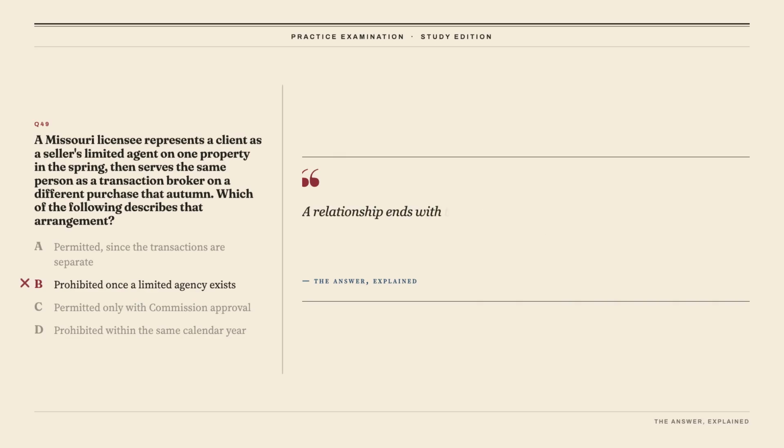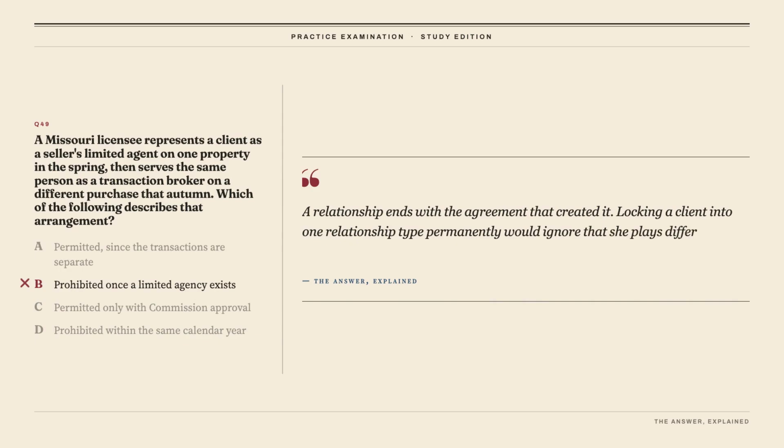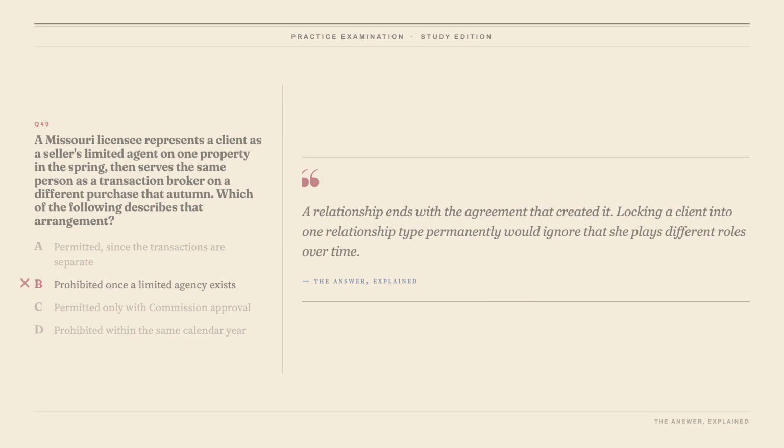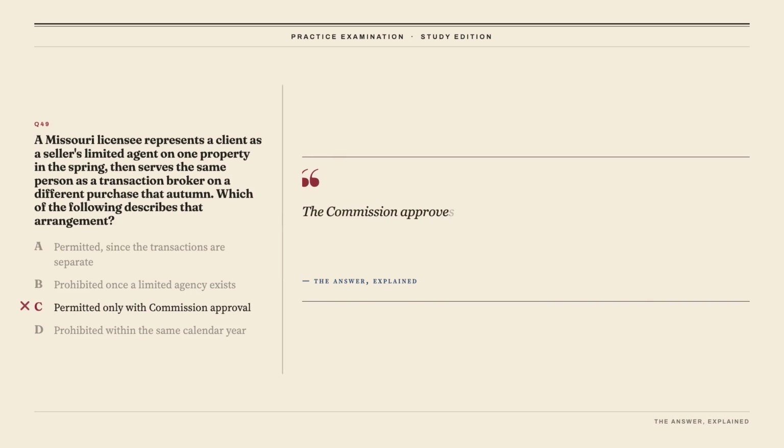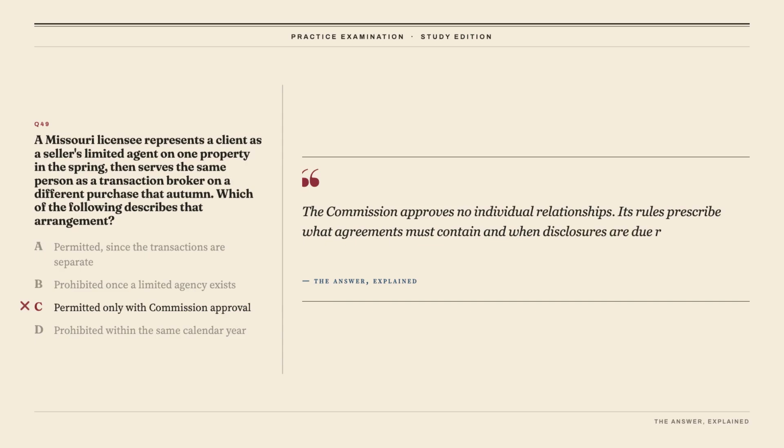B is wrong because a relationship ends with the agreement that created it. Locking a client into one relationship type permanently would ignore that she plays different roles over time. C is wrong because the Commission approves no individual relationships. Its rules prescribe what agreements must contain, and when disclosures are due rather than clearing arrangements case by case.